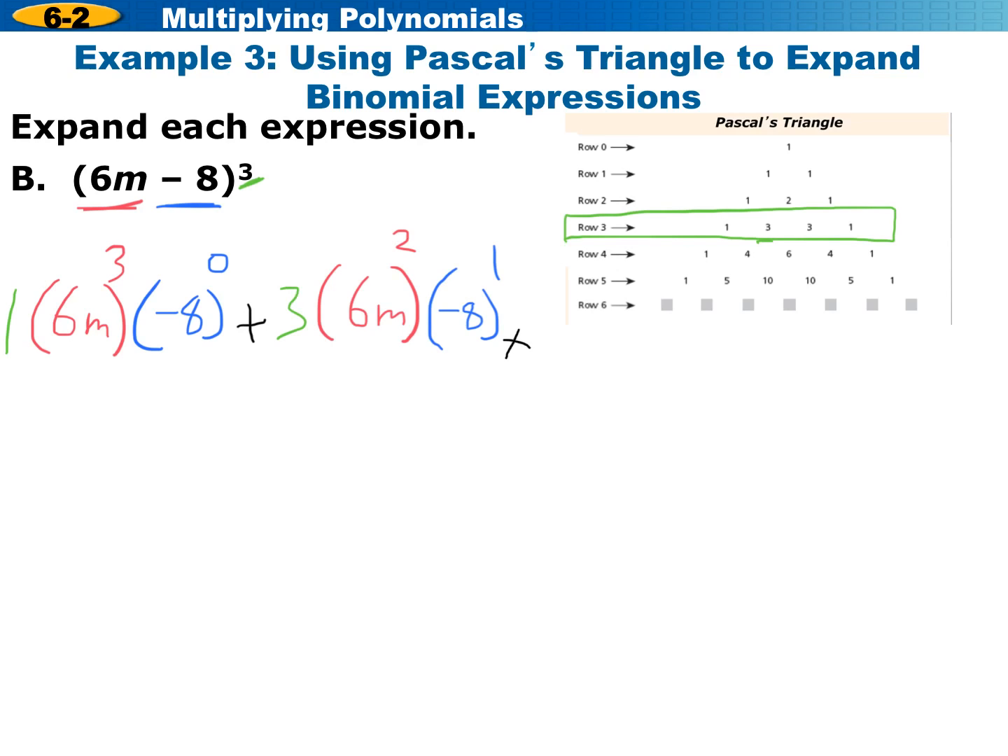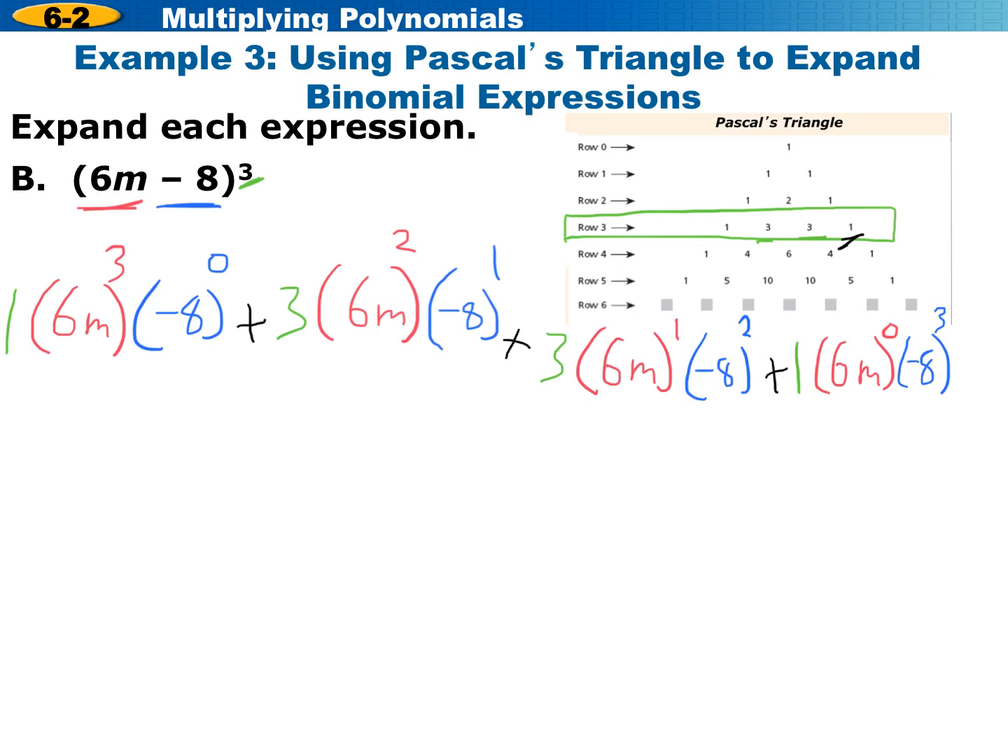Plus, now we're to the third term, so again it's a 3. And then we have 6m to the first power and negative 8 to the second power. Plus, last term is a 1. 6m to the 0 multiplied by negative 8 to the third power.